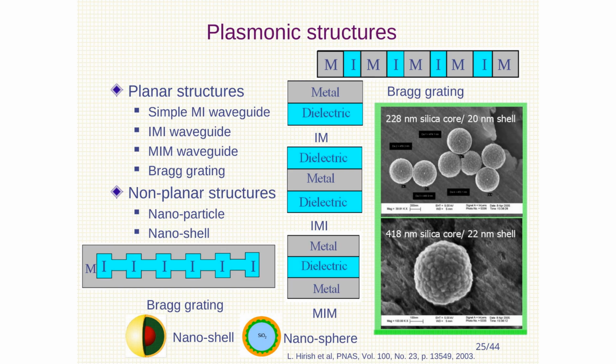Plasmonic structures are categorized into planar and non-planar types. Planar structures include simple metal insulator, insulator metal insulator, and metal insulator metal waveguides, as well as Bragg gratings. Non-planar structures encompass nanoparticles and nanoshells, offering diverse applications in photonics and sensing. These configurations enable precise control over light-matter interactions.